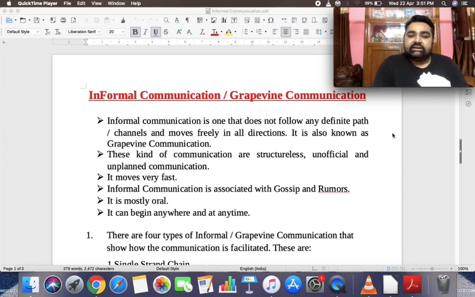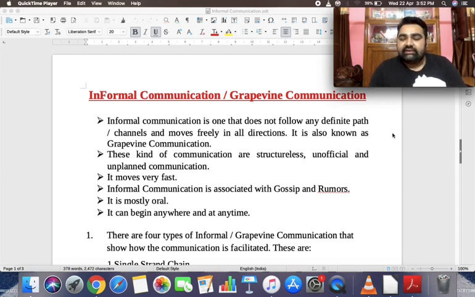The second point is that this kind of communication is structureless, so it doesn't have any structure, means to say it doesn't have any path, and they are usually unofficial. And as it doesn't have any kind of path, it is a kind of unplanned communication. Third is it moves very fast. The fourth point is informal communication is associated with gossip and rumors. So just now I told that gossip and rumors are the part of informal communication, and generally it is not in a written form. They are mostly oral, and it can begin anywhere and at any time.